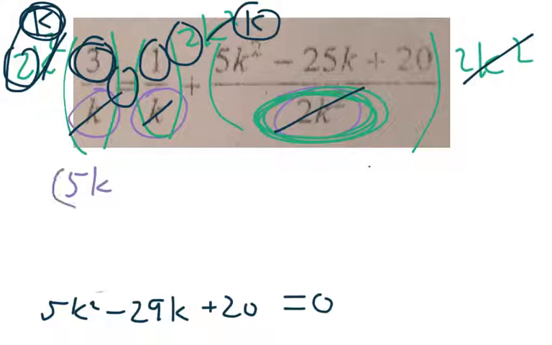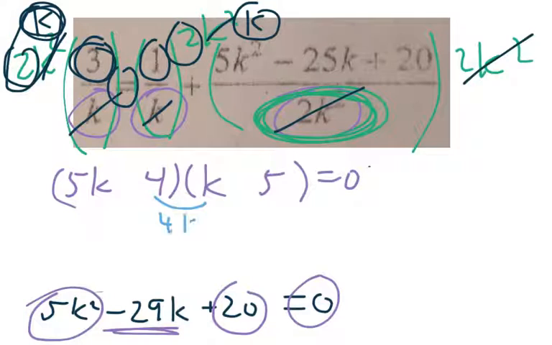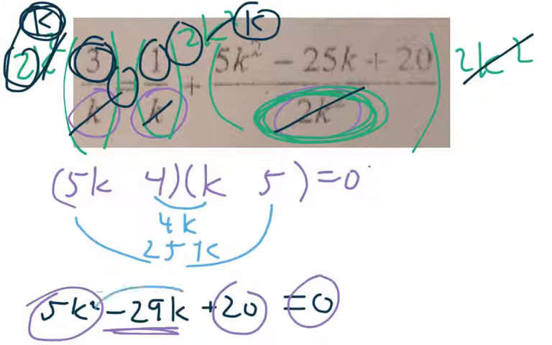So I have 5k times k to give me the 5k squared. And for the 20, I'm going to try 4 times 5, because that's 20. We know it already equals 0. Now, can I get this minus 29? Let's look at the inner and outer loops. Here is 4k. Here, 5 times 5 is 25k. Hey, I can get a minus 29 if I make them both negative. So I'm going to do a negative 4, negative 5, and I have it completely factored.